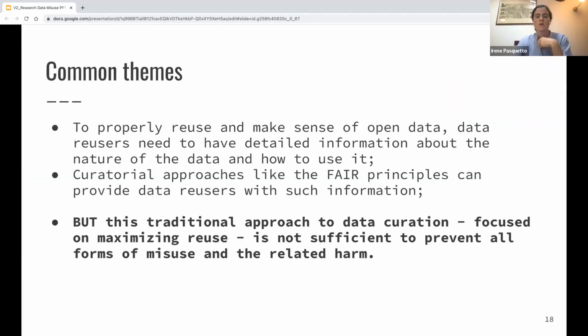Okay, so overall, in all the papers that we read and analyzed, scholars definitely agree that in order to properly reuse and make sense of open data, data reusers need to have detailed information about the nature of the data and how to use it, right? So information about what the data represents, data formats, what tools are needed in order to use this data, its quality, its granularity, etc. And there is also an agreement that curatorial approaches like the FAIR principles efficiently provide the reusers with such information. But there is also a recognition that this traditional approach to data curation that is focused on maximizing reuse is not sufficient to prevent all forms of misuse and the related harm.